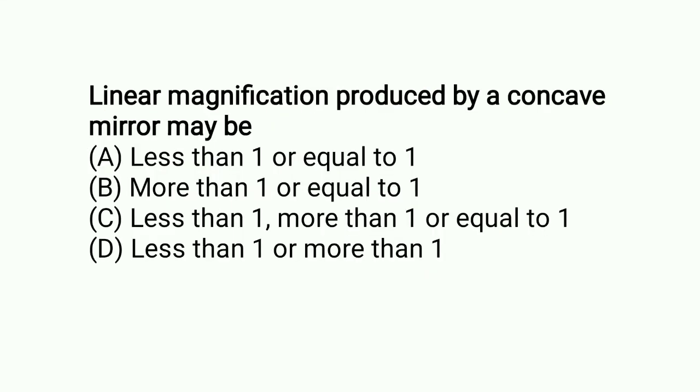So option B is the correct answer. Next question. Linear magnification produced by a concave mirror. Option A we have less than 1 or equal to 1, option B more than 1 or equal to 1, option C less than 1 or more than 1 or equal to 1, and option D we have less than 1 or more than 1.